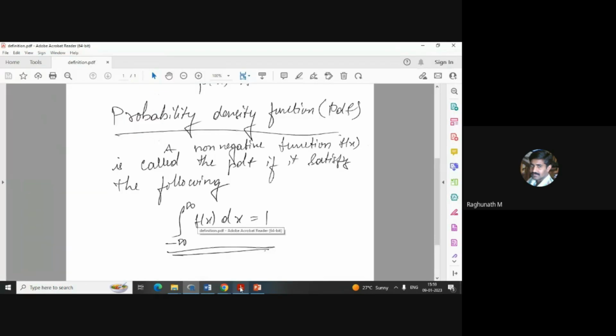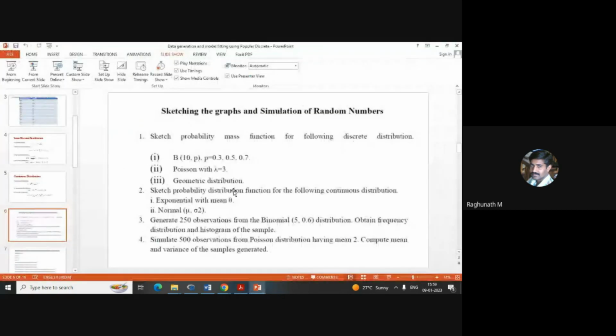I have prepared some questions for this session. First of all, we shall go for sketching the graphs and simulation of random numbers. Simulation of random numbers I will take in the next part. But before that, in another half an hour, we shall finish sketching the graphs of the following distributions. So we shall take the first question.